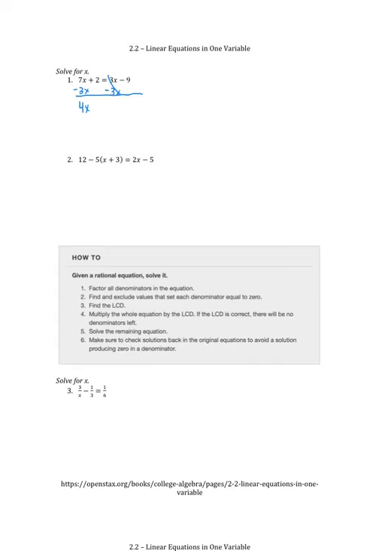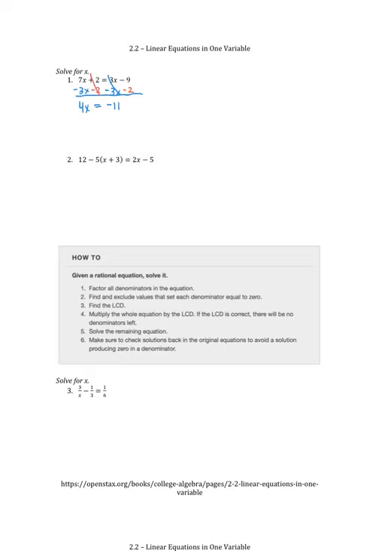I'm going to use that same idea for the constant terms, the things without a variable. I want to move everything without a variable to the right. To undo this plus 2, I'm going to subtract 2. I have to do the same thing to both sides of the equal sign to keep it balanced. On the left-hand side, the 2 and the negative 2 cancel out. On the right-hand side, I can simply combine my like terms: negative 9 and negative 2 is negative 11.